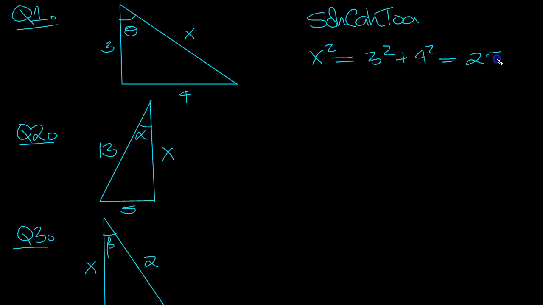16 and 9 is 25. Square root both sides then. X equals 5. That's better. So X is 5. So it's a 3, 4, 5 triangle. Okay, we've got our right angle triangle, of course, like we said.